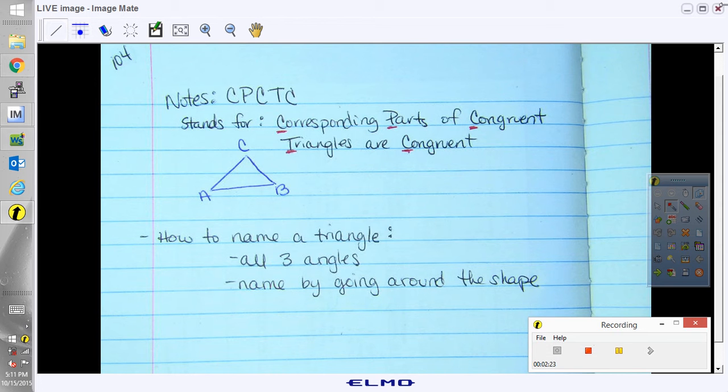Next, how to name a segment or a side. So we're going to be referring back to the same picture that we drew up here. Triangles have three sides, so what I'm talking about is how do you name this side? Well, what you need is two endpoints.